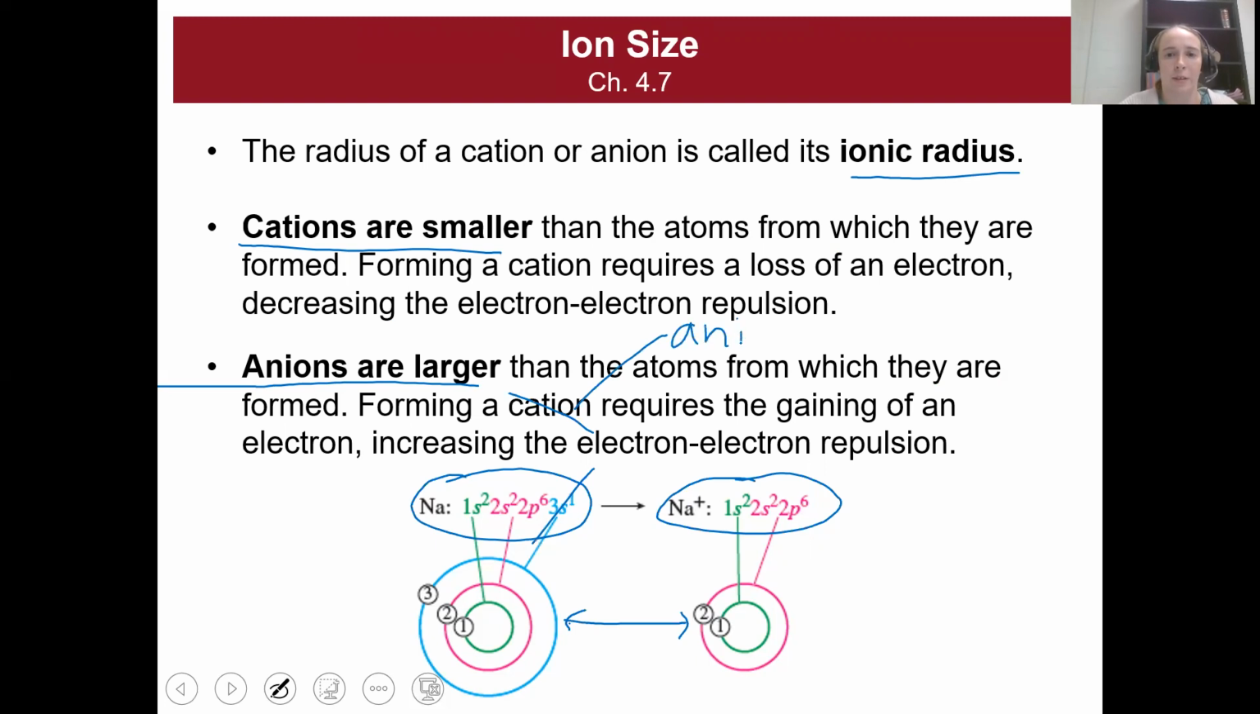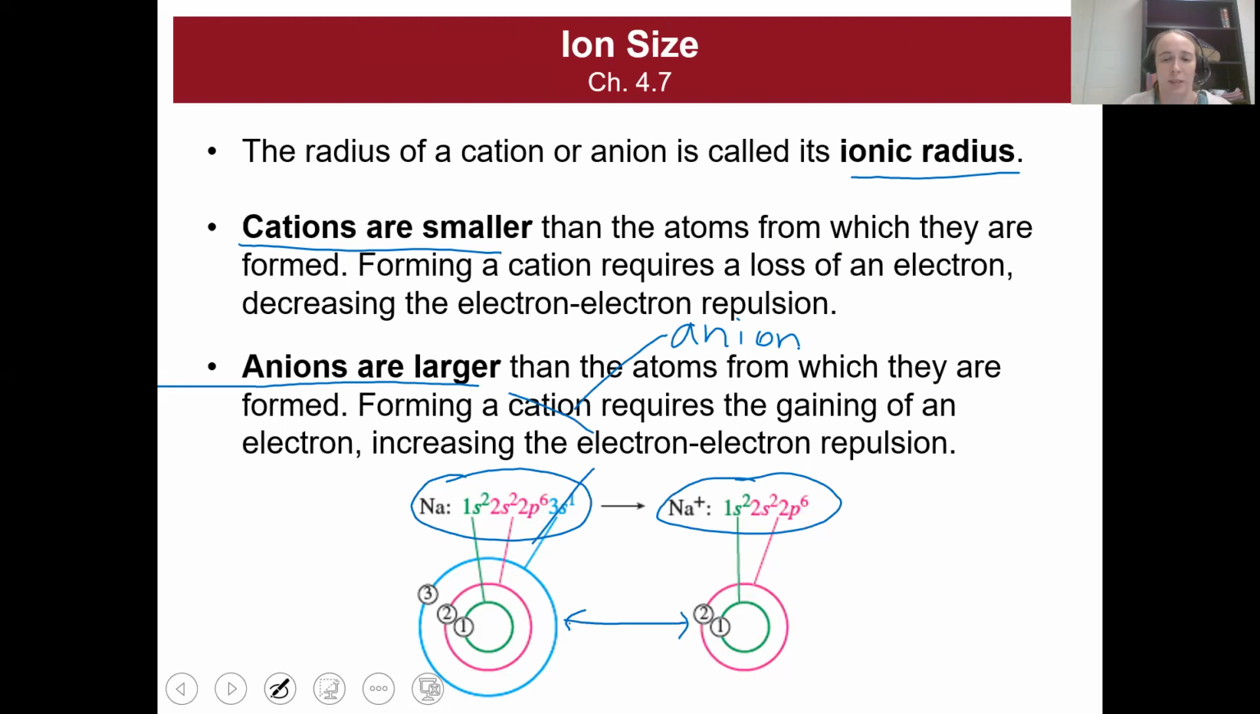Forming an anion requires gaining an electron, which means that we're increasing electron-electron repulsion, we're increasing electron shielding, which means the electrons don't feel the nucleus as strongly, and they aren't pulled in. They actually make the atom bigger when we have more electrons.